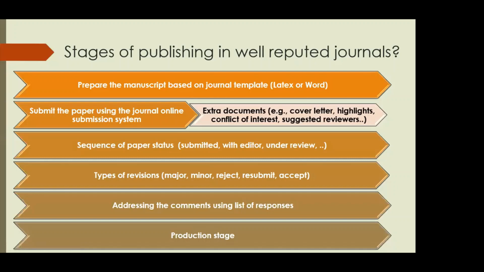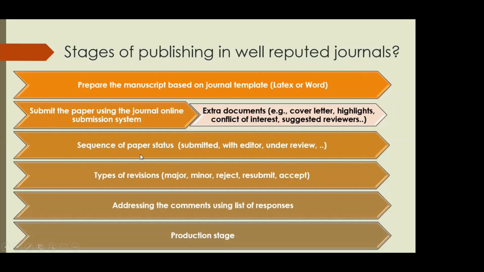Okay, we will now discuss the stages of publishing in well-reputed journals. After we prepare our journal paper and it is ready to be submitted, we will submit the paper using the journal online submission system. Each journal in well-reputed publishers also has a special submission system. Normally we don't submit only the paper, we also submit extra documents like a cover letter, highlights, conflict of interest, suggested reviewers, etc., based on the requirements of the journal.